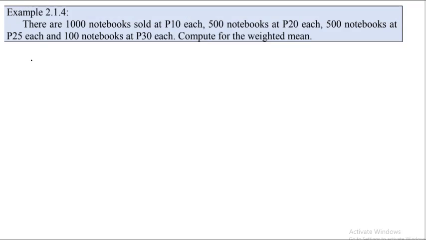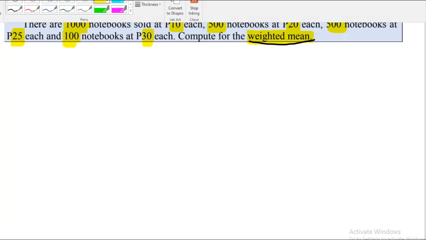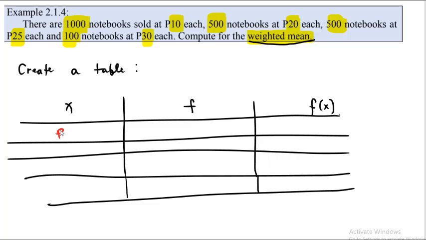Example number 3. There are 1,000 notebooks sold at 10 pesos each, 500 notebooks at 20 pesos each, 500 notebooks at 25 pesos each, and 100 notebooks at 30 pesos each. Compute for the weighted mean. For us to solve for this, first we have to create a table for the scores, for the frequency, and the product of the score and the frequency.